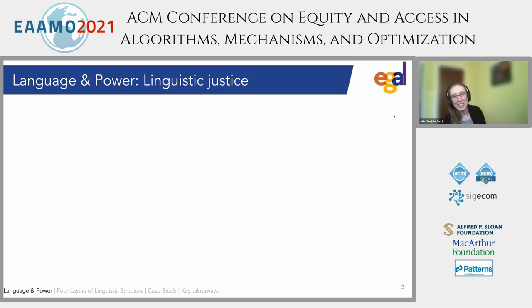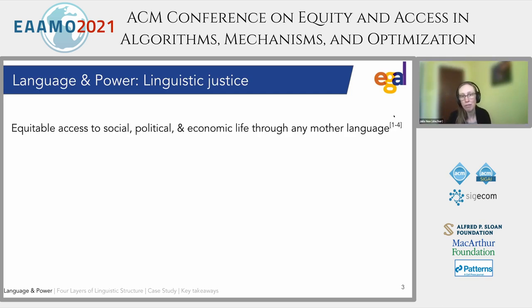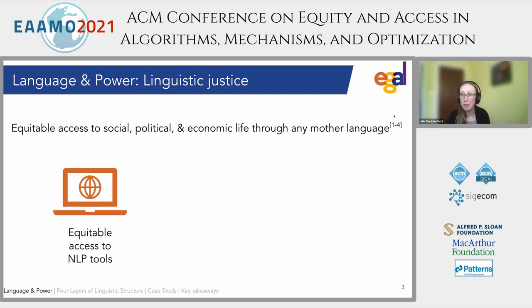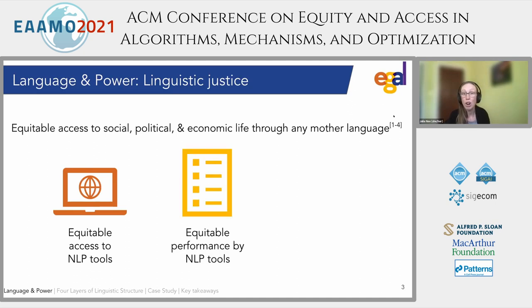Thanks, Genevieve. So let me first define what we mean by linguistic justice. We define linguistic justice to be achieved when all people have equitable access to social, political, and economic life through any mother language. As more and more services are being administered via NLP, linguistic justice then entails equitable access to NLP tools. It also requires equitable performance by those tools for speakers of different language varieties.